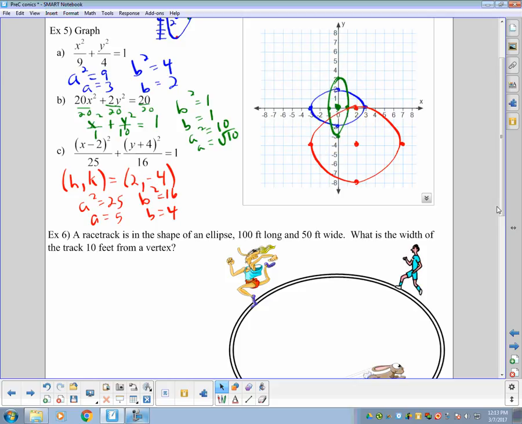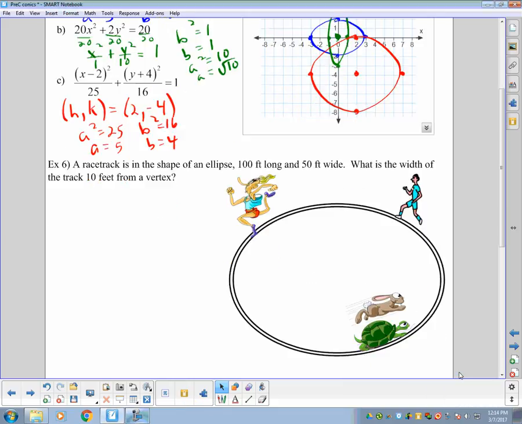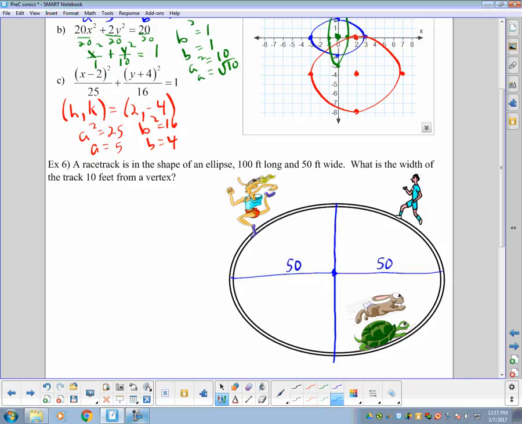Let's just look at a couple of mathematical problems. All right, here we go. So it says a racetrack is in the shape of an ellipse. So we're going to use an elliptical equation to model it, okay? It says it's 100 feet long and 50 feet wide. So this is 100, meaning that the semi-major axis is going to be half of that, or 50. So 50 and 50. This is 50 feet wide, so this is 25.